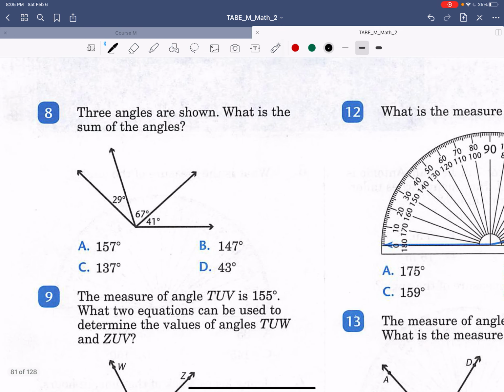Number 8. 3 angles are shown. What is the sum of the angles? Well, we have a 29, which is acute, a 67, which is acute, and a 41, which is acute. And we're going to add all of those up because that's what sum means. And for number 8, I like C, 137 degrees.